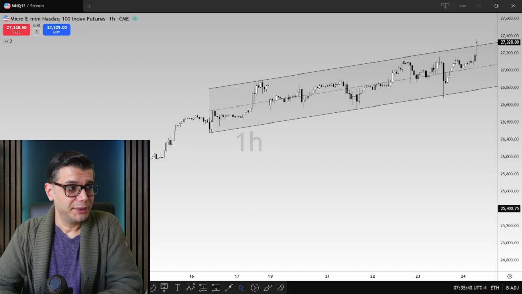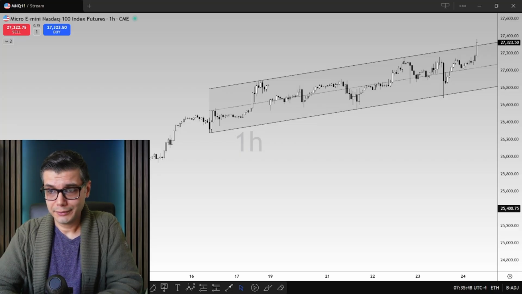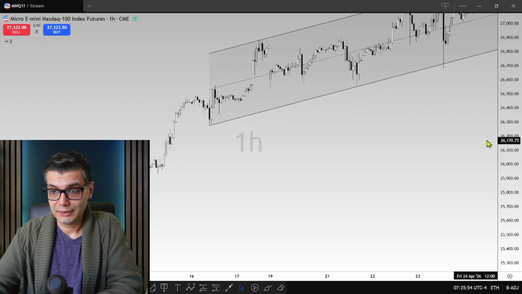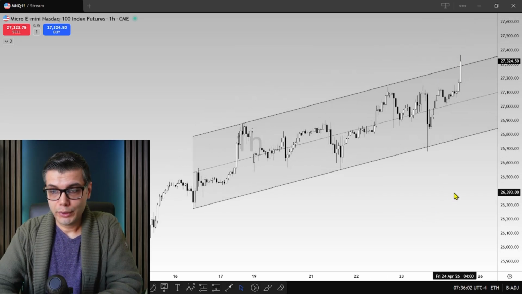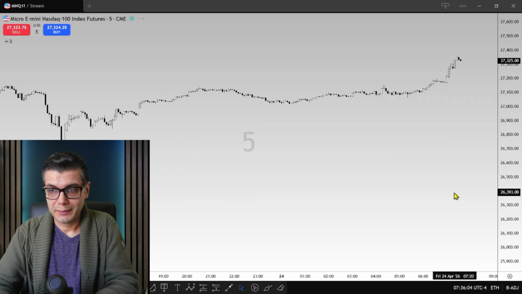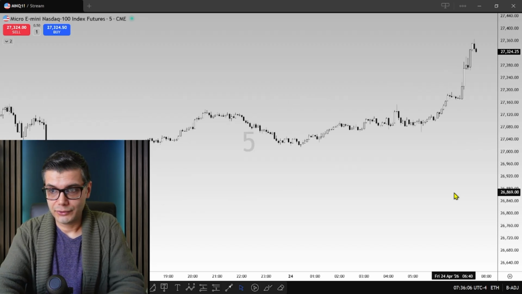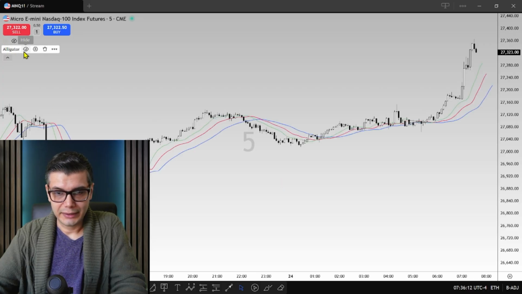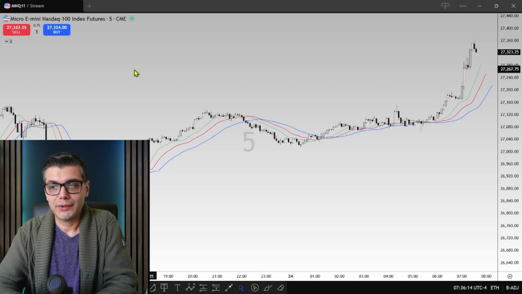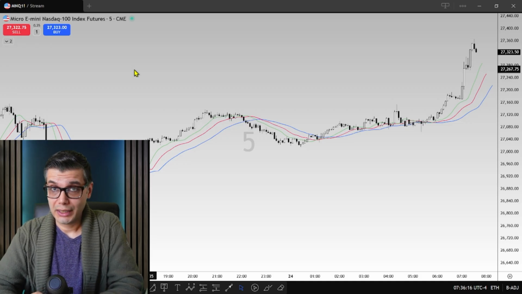Here in front of me, we are looking at the Nasdaq E-mini index future. That's 1 hour. As you can see in the 1 hour chart, we have exceeded the upper line of this bullish channel right here. Now, what I want to do is go to a lower time frame and check if we can have a reversal. For a reversal, I would like to use the Alligator indicator, but the way I utilize Alligator is a bit different. I will explain everything in detail.